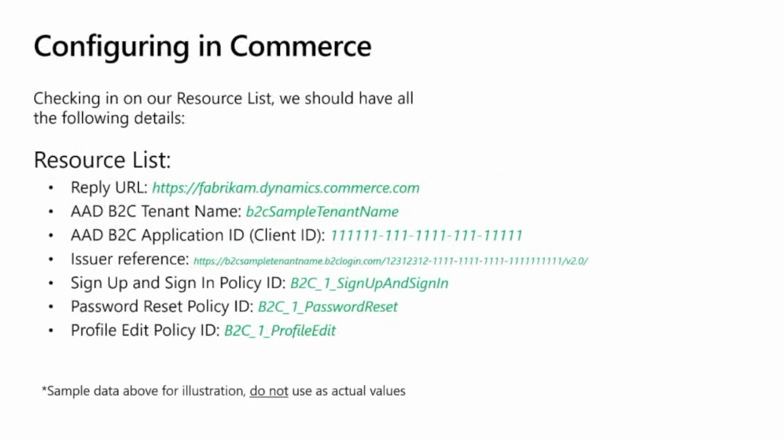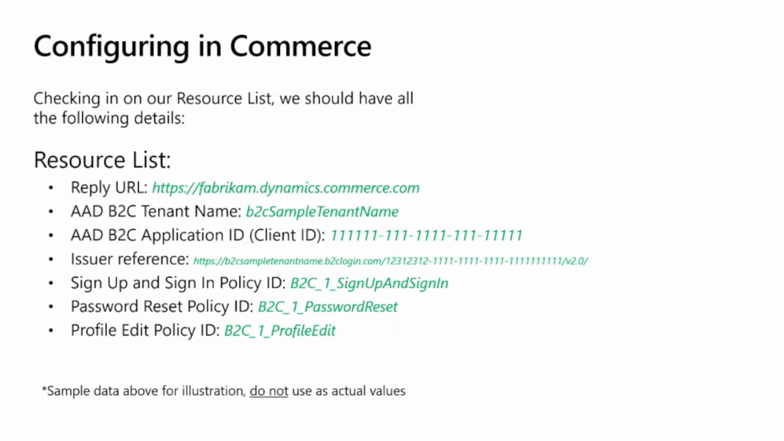Great, so with that, let's just check in on our resource list. Now we should have all the information we need to do the final configuration pieces, which should make it pretty quick. Again, we collected the reply URL. We have the AAD B2C tenant name. And I wanted to highlight, you've provided the tenant name when you provision, but if you need to reference it later, you can actually go into the directory, and it should be listed as the directory name as well.